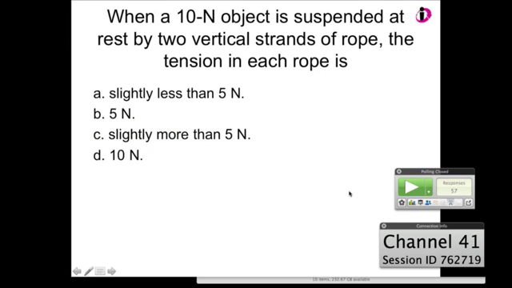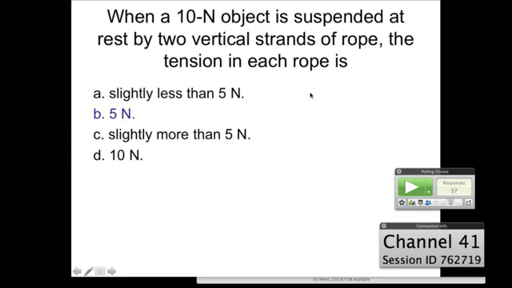All right, polling's open. When a 10-Newton object is suspended at rest by 2 vertical strands of rope, what's the tension in each rope? 10, 9, 8, 7, 6, 5, 4, 3, 2, 1, 0. Overwhelmingly B. Yeah, 5 newtons.